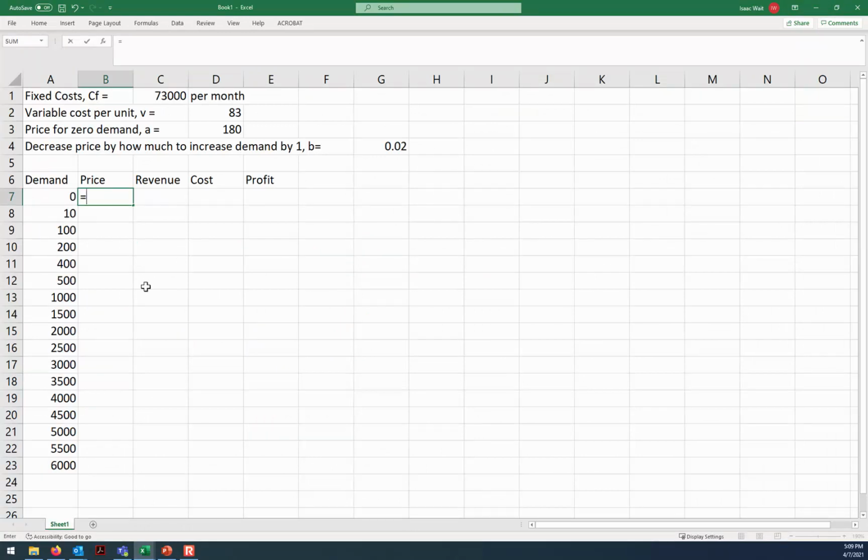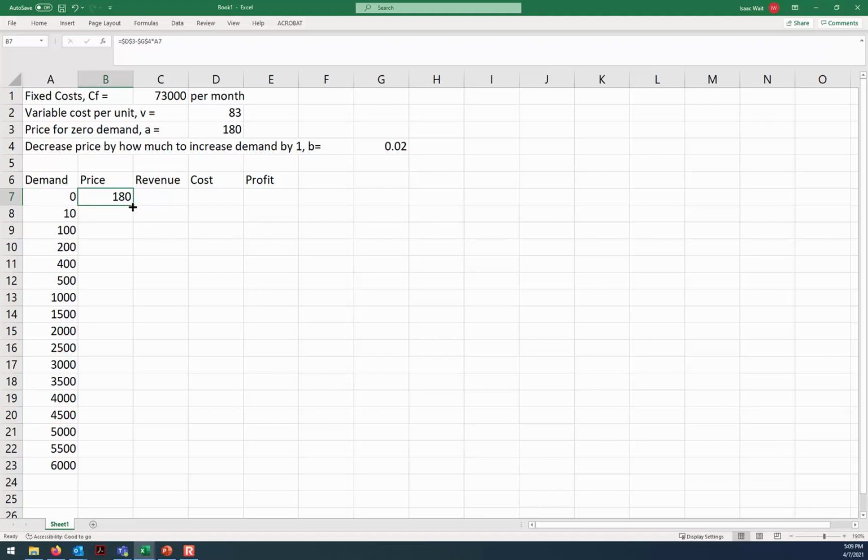That is equal to this. I'm going to anchor the reference to the intercept. So 180 minus 0.02, anchor that reference, times D. All right, so if we want to sell 0, we should charge 180 or more.